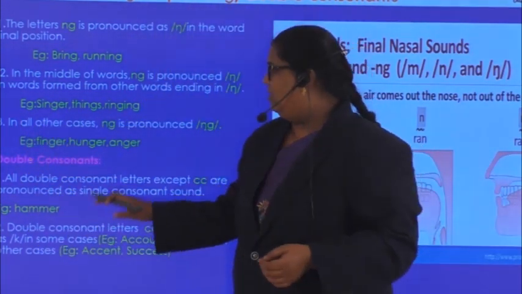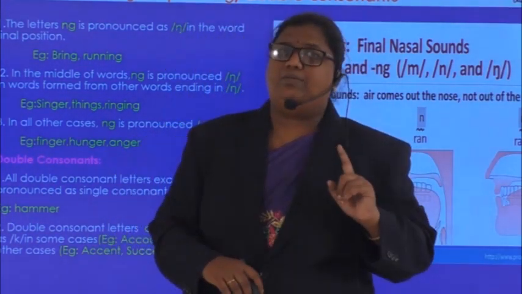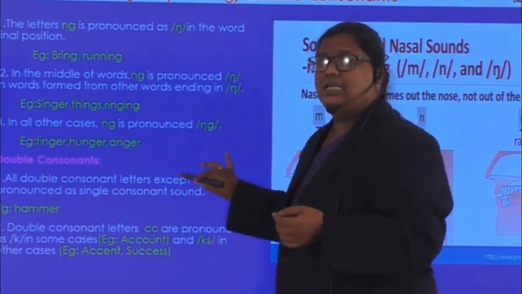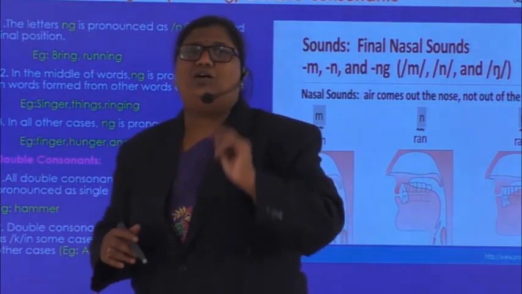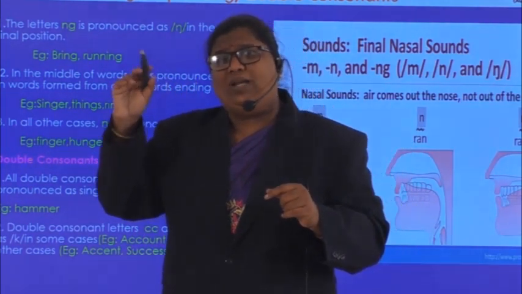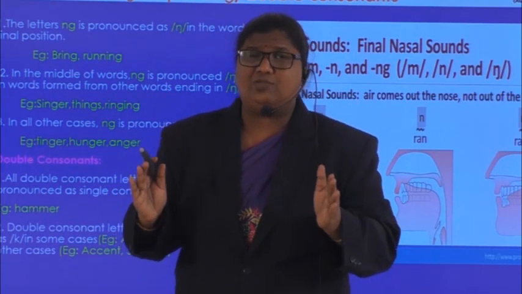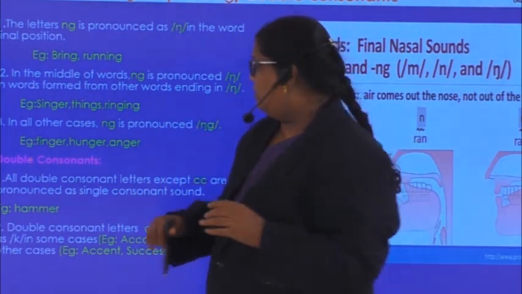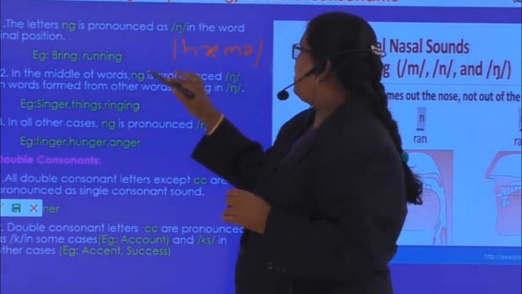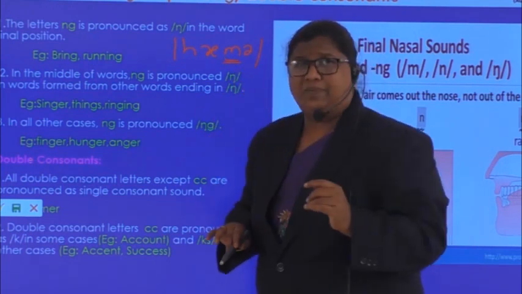Clear? Now double consonants. Here I'm talking about sounds, again I'm repeating, I'm not talking about the letters. Now here all double consonant letters except double C are pronounced as a single consonant sound. So hammer, you need to write one m sound when you are writing the transcription. So here it's only one sound representation.